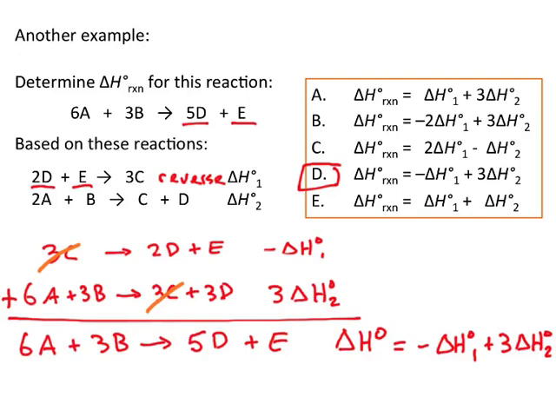So in addition to just reversing and adding the equations together, you can also multiply the stoichiometric coefficients by some number consistently, and that works out just as well.